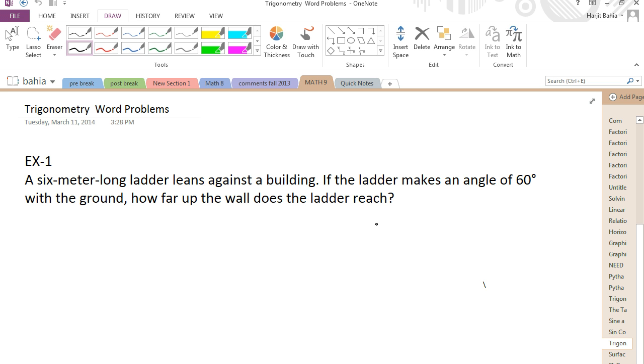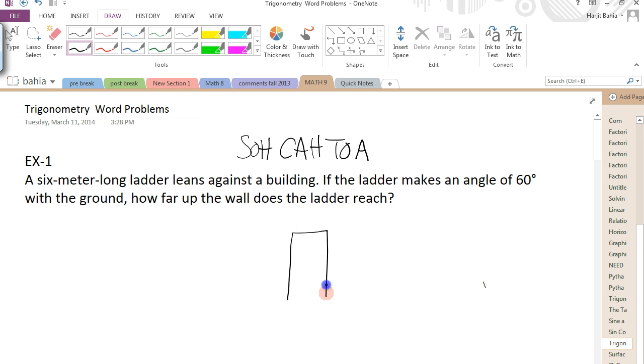Okay, so first off, we know our good friend Sohcahtoa. Always remember them. They're going to help you out all over the place. Anyways, you have a 6-meter long ladder leaning up against a building. So here's our building, and a 6-meter long ladder is leaning up against it. That's the ladder, and there's the ground. The ladder makes an angle of 60 degrees with the ground.